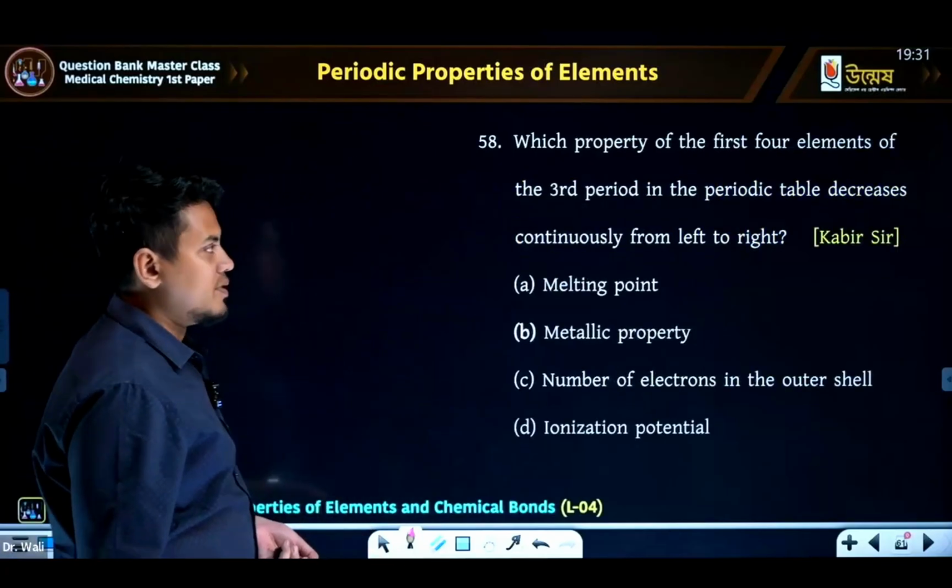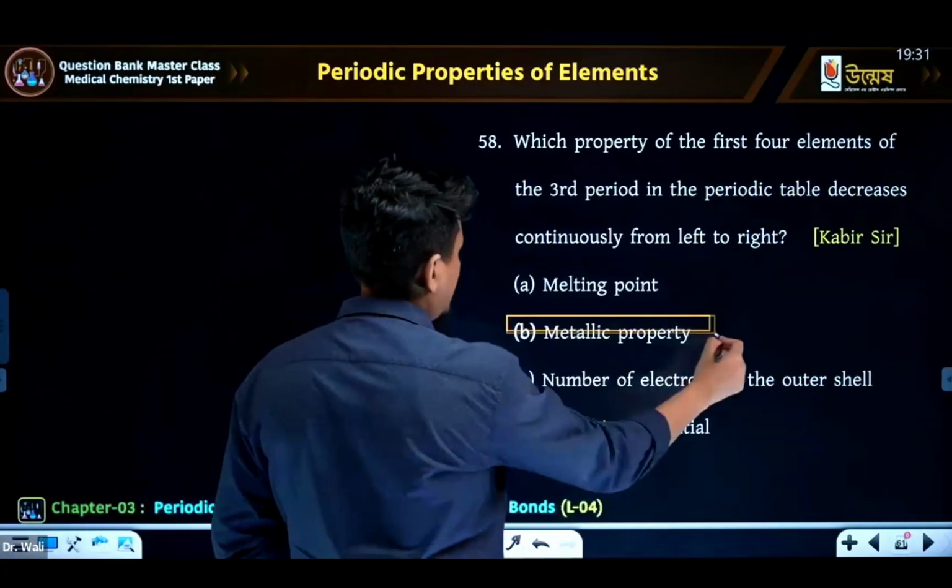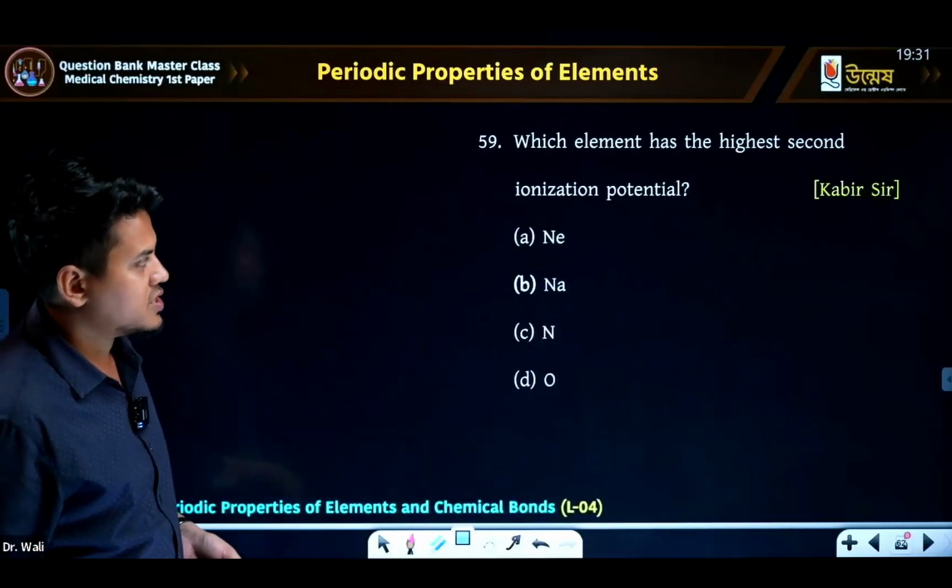Which property of the first four elements of the third period in the periodic table decreases continuously from left to right? This is certainly metallic property. We have solved it earlier. Which element has the highest second ionization potential?